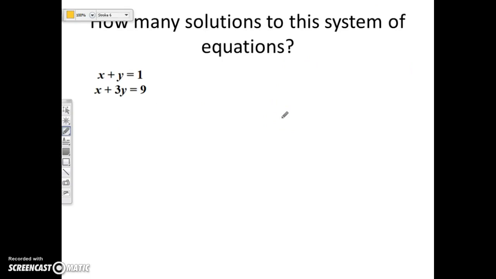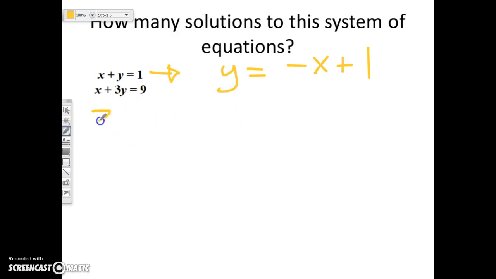All right, how many solutions to this system of equations? We can look at this a couple of different ways. What I like to do is transform both of them into slope-intercept form, because what the slopes and the y-intercepts are will give you a lot of information. So if I want to transform the top one, what I need to do is subtract x from both sides. When I do, I get this. Therefore, I know it has a negative slope and it intersects the y-axis at 1.